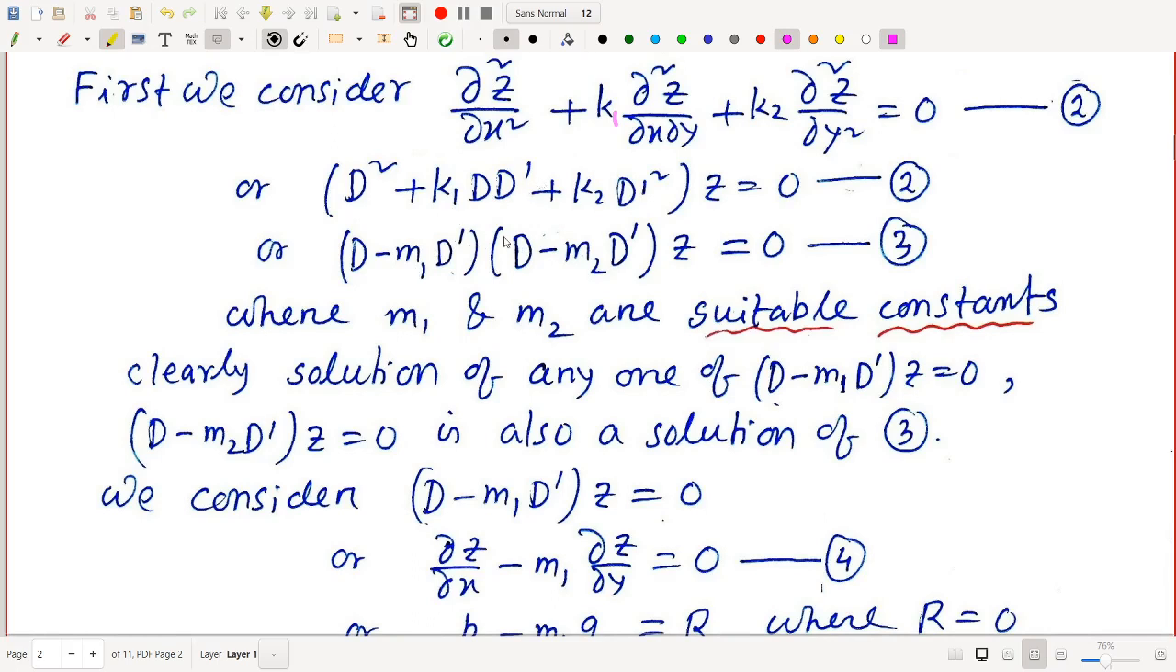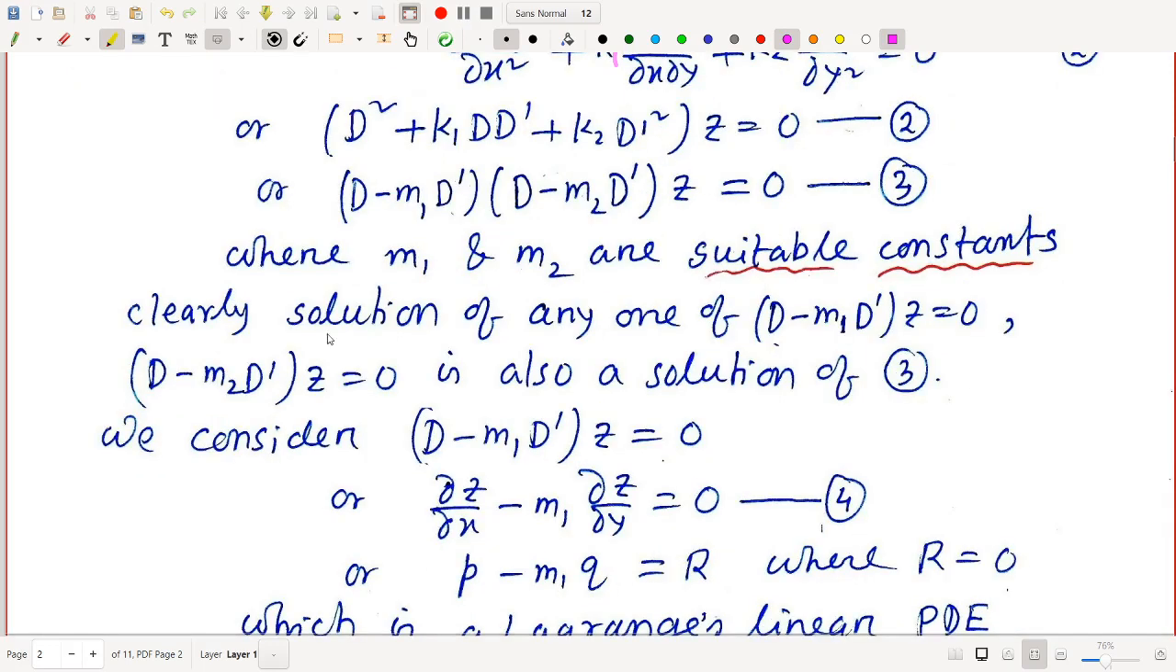Suppose this expression when factorized we get D minus m1 D dash into D minus m2 D dash operating on z equal to 0, number 3, where m1 and m2 are suitable constants. Clearly solution of any one of D minus m1 D dash operating on z equal to 0 or D minus m2 D dash operating on z equal to 0, with two factors, two PDEs.